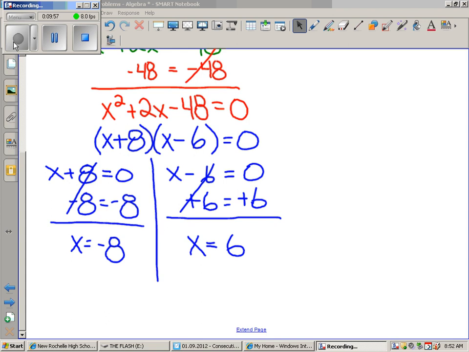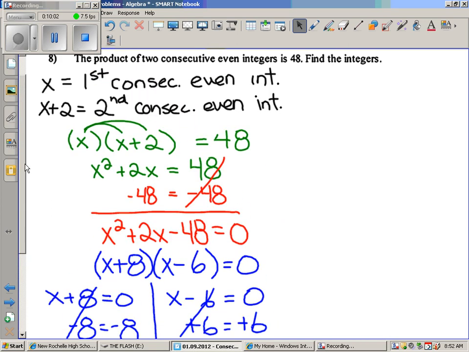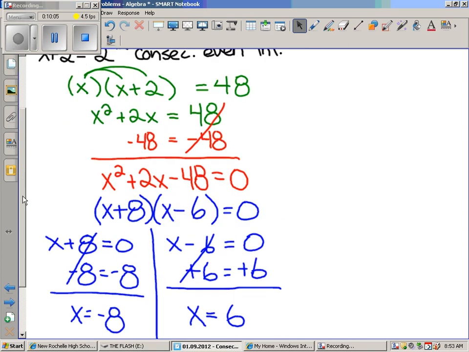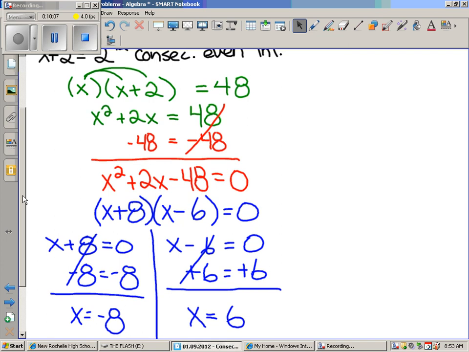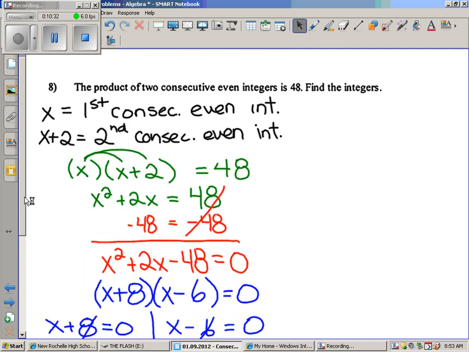Now, are we going to take both those answers? Yes or no? Are they even? Whoa! Just because something's negative doesn't mean it's not even. They're both even. To be an even number means you can be divided by 2. Can you divide -8 by 2? Then you're even. If you could split that up evenly, you're even. Okay? So we got 2 answers. We got -8, we got 6.